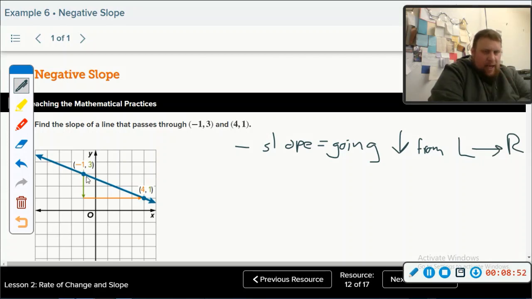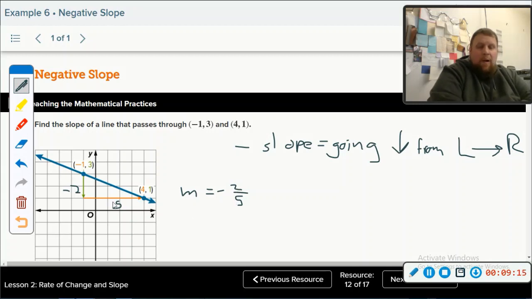Okay, let's look at this. How much did it go down? We see it's going down, so that's it. Going down how many? 1, 2, so I'm going to write negative 2, and it's going over how many? 1, 2, 3, 4, 5. So what's my slope? My slope is negative 2/5. Remember that negative goes out front or up in the top, never in the denominator.